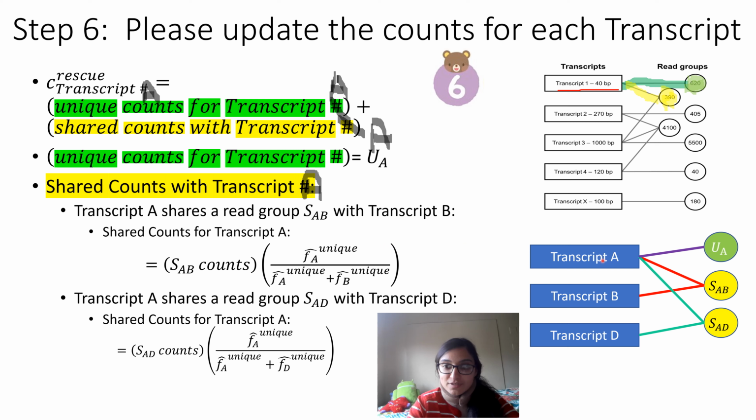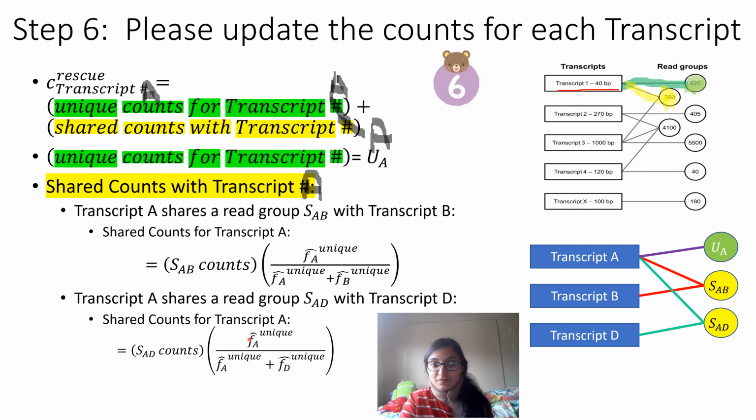This is the scaling, and then you take those counts and see how much A gets out of them. It's like a weighted average, scaling based on the relative unique abundances we just calculated. Transcript A will do the same thing with transcript D. You look at what they're sharing together, which is SAD, the read group counts, and you scale it by FA unique.